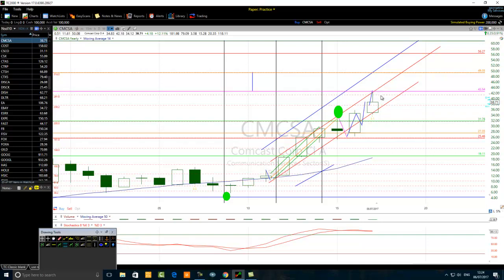As I mentioned to you earlier, if the third wave is extended, which level should we watch? The 261.8% level.